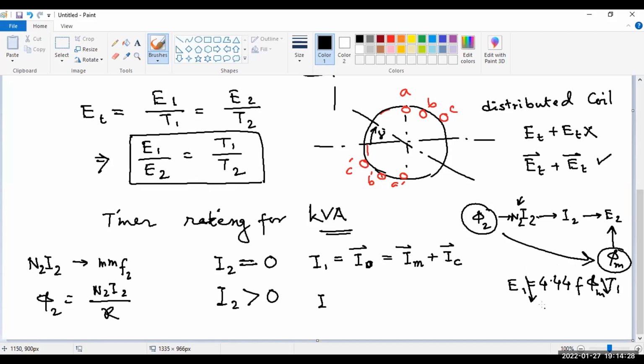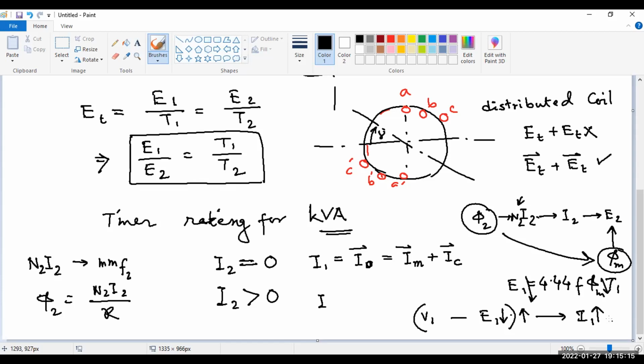Now think of the primary circuit. In the primary circuit, what do you have? You have V1 and you have E1. This difference is producing the current, as per a simple voltage equation. This potential difference is producing the primary current. So if E1 is reduced, what will happen to the difference? The difference will increase. So if this difference increases, definitely your current will increase.